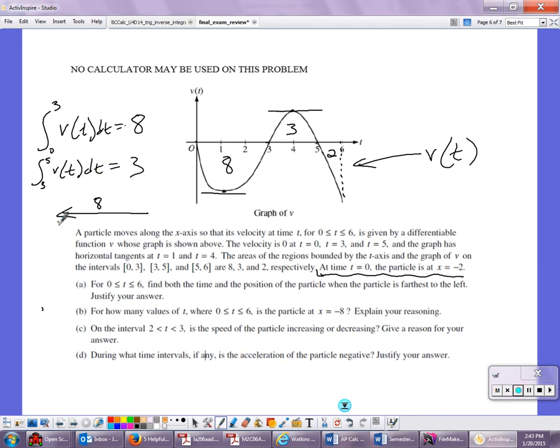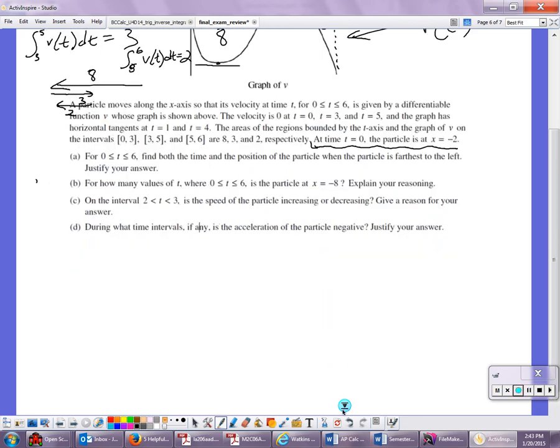Then the integral from 3 to 5 of v(t) dt equals 3. So that means that after it got out here, it moved 3 units back. And the last part says that the integral from 5 to 6 of v(t) dt equals 2. That's this area over here. So once it got to this point, it moved back 2 units. All right, so let's draw that out a little more carefully now that we know what we're talking about. We've got a starting point right here, and it moves 8 units in this direction. Then it moves 3 units back, and then it moves 2 units.